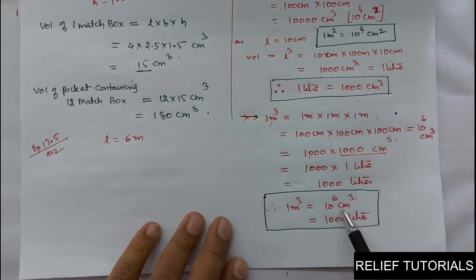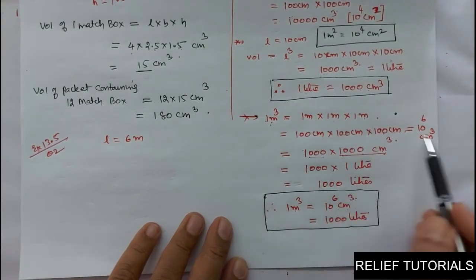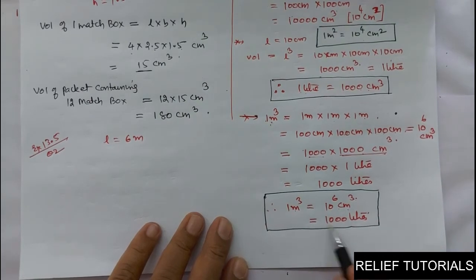1 meter cube is equal to 10 raised to 6 centimeter cube. Why? Because 1 meter cube means 1 meter, 1 meter, 1 meter, that is 100, 100, 100, total 6 zeros, so 10 raised to 6, and that is equal to 1000 liter. So 1 meter cube is equal to 1000 liter.